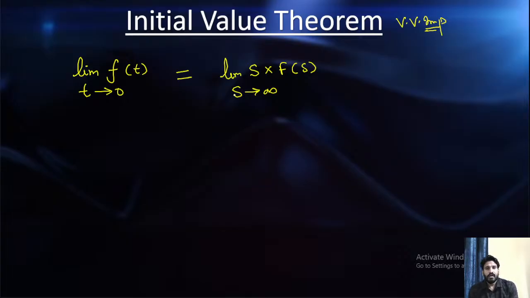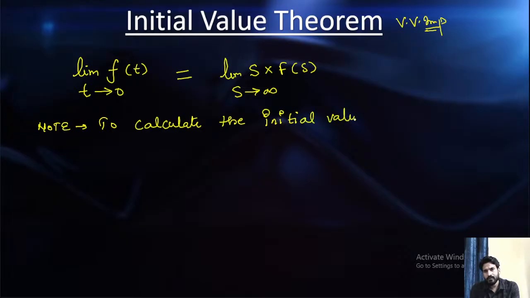Right. So only one thing is required to remember, that in the s domain, first we have to multiply with the s and the limit should be opposite to the time domain. That's it, nothing else. What is the use of it? To calculate the initial value of the process. That's it, right? It is clear to you or not?